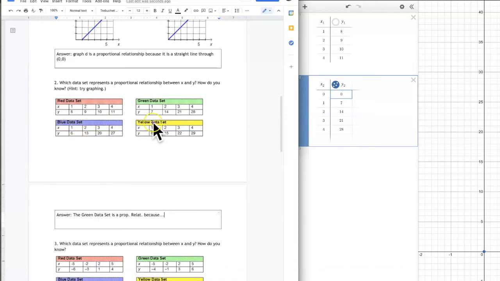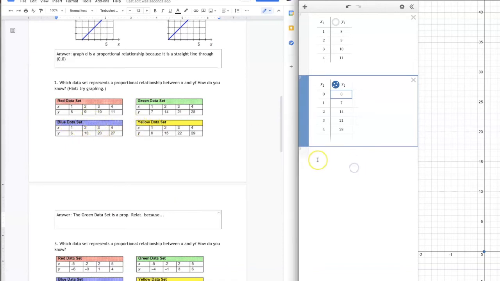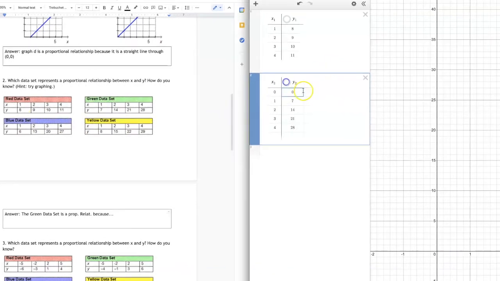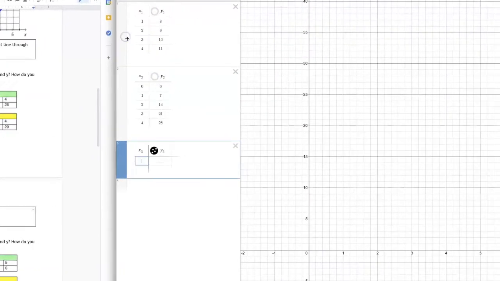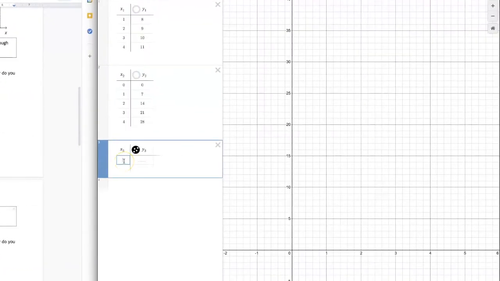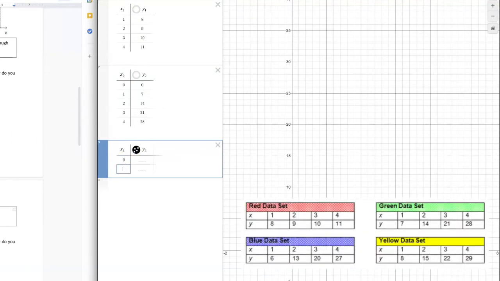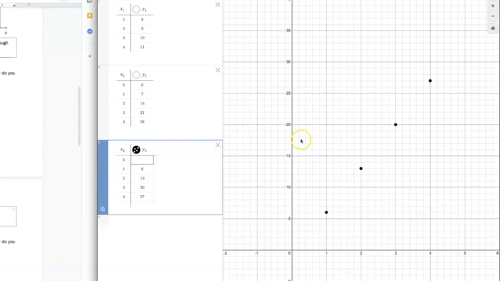But let's go ahead and double check these other two, the blue data set and the yellow data set. So let's turn that off. We'll add another table. And let's leave a spot for a 0. And I'm going to do the blue one right now. So 1, 2, 3, 4, 27, 20, 13, 6. And this one also looks like it might go through 0, 0. So I'm glad I left myself some room here.